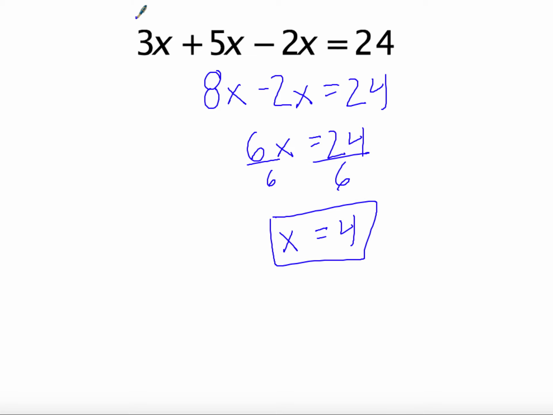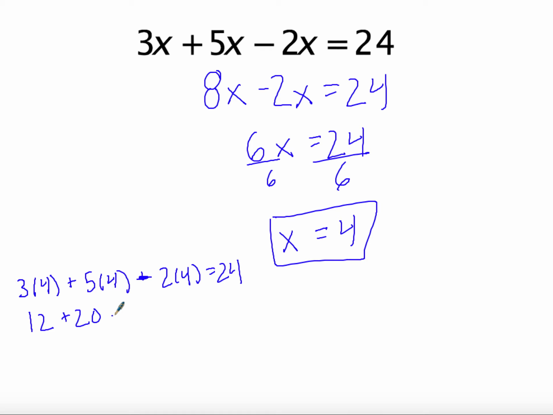If I were to plug it back in to the original equation, so if I were to tell you to perform the check, 3 times 4 plus 5 times 4 minus 2 times 4, does that equal 24? I don't know, does it? 12 plus 20 minus 8 equals 24. 12 plus 20 is 32. 32 minus 8, yay, it is 24.